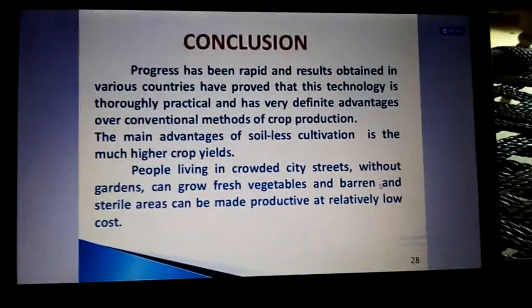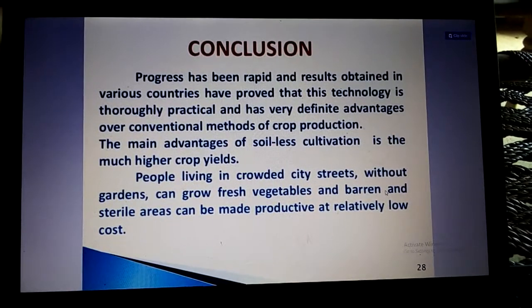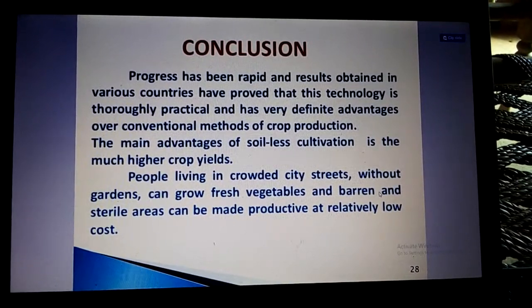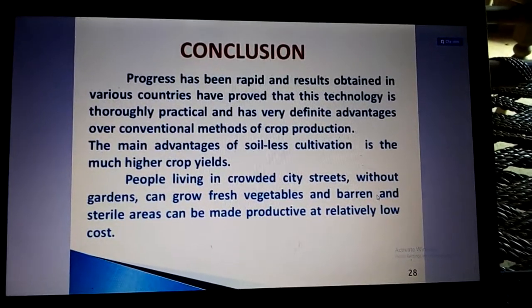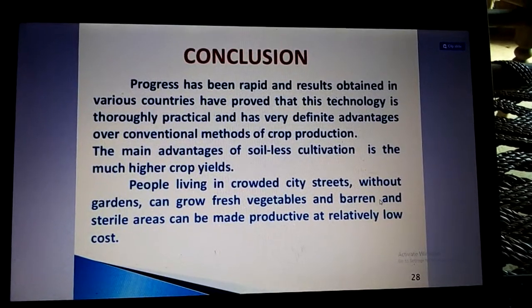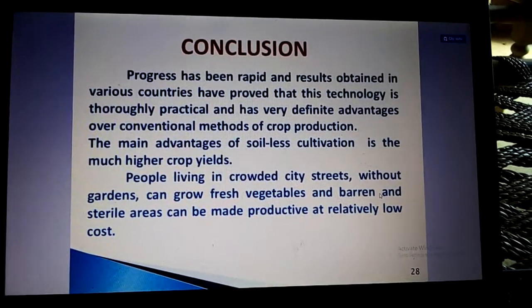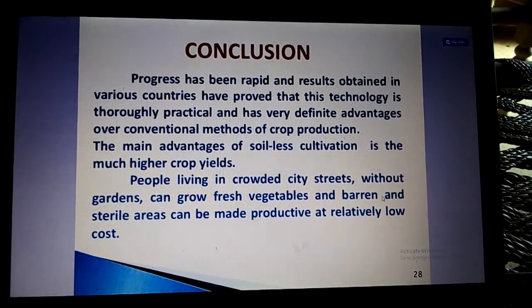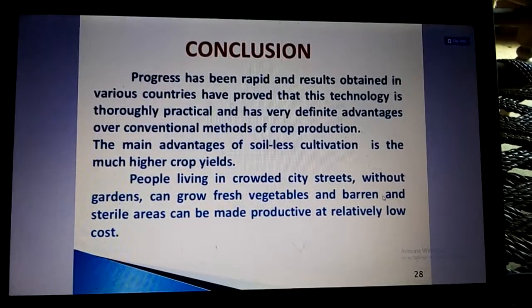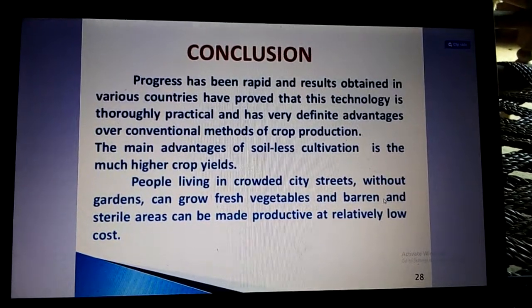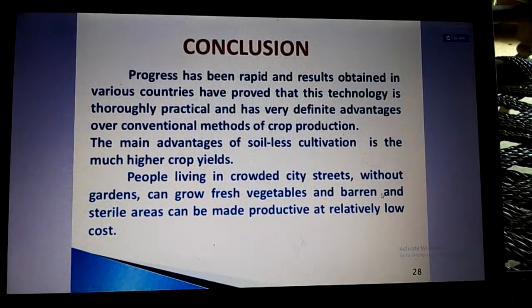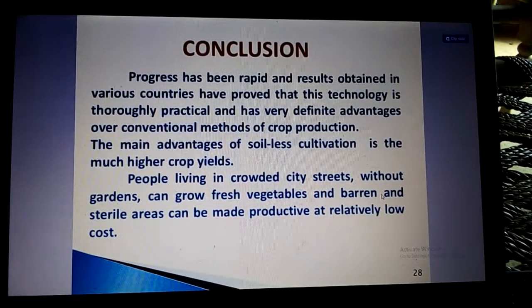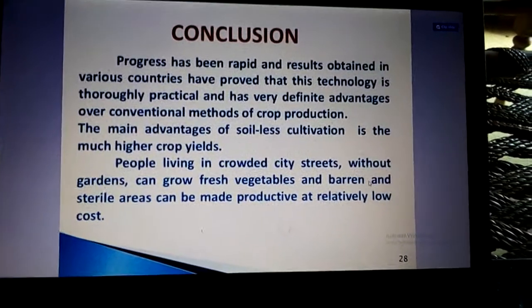Now the conclusion is that progress has been rapid and results obtained in various countries have proved that the technology is thoroughly practical and has very definite advantages over conventional methods of crop production. The main advantage of soil-less cultivation is the much higher crop yield. People living in crowded city streets without gardens can grow fresh vegetables, and barren and sterile areas can be made productive at relatively low cost. So that was all about hydroponics.